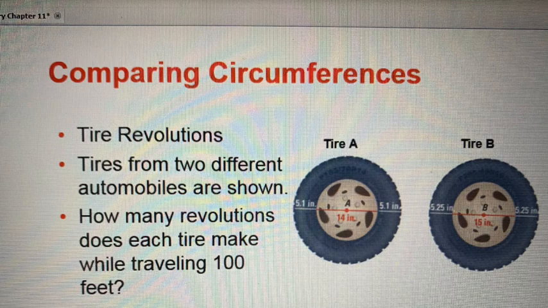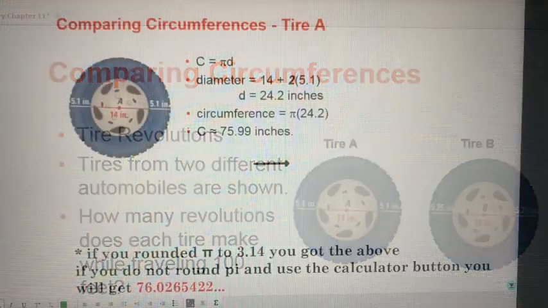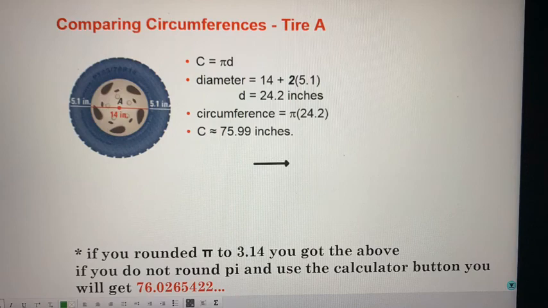Well, I look at tire A and I see that the wheel itself is 14 inches in diameter. Each tire, or each part of the tire, is 5.1 inches all the way around. And tire B is 15 inches, that's the wheel size, and each tire is 5.25 inches wide. So let's look at tire A first.